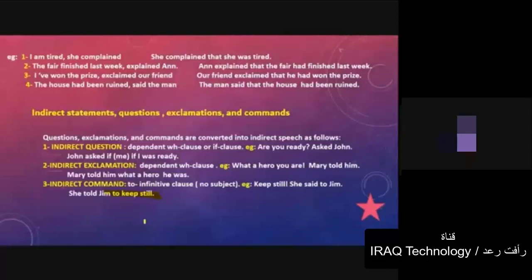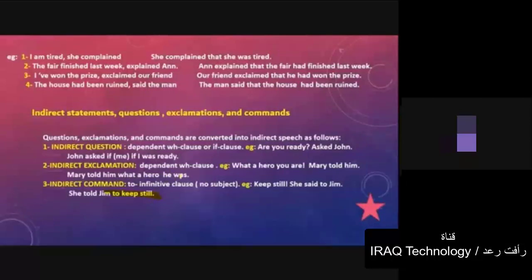Yes, Miss, repeat. Okay, everything we explained was how to convert a statement from direct into indirect speech. Then, if I have questions, exclamations or commands, what do I do? First, with a question I use if, a dependent WH clause or if clause. For example, are you ready? asked John. John asked if I was ready. Exclamation, dependent WH clause: what a hero you are, Mary told him. Mary told him what a hero he was.